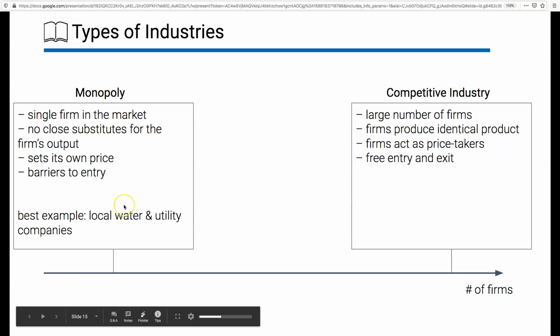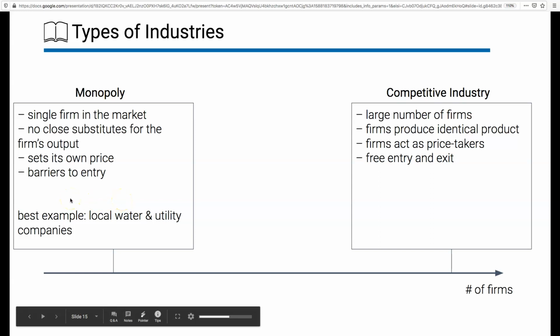Every person consumes a lot of clean water, and when it comes to buying water from a local water company, there are no substitutes at all. You either buy it from the city or from the town that you live in, or you don't buy water at all because you can't just simply go to a pond or a river and get the water that you need. So since water has no close substitutes, and since there is a single firm in the market, it's clearly an example of a monopoly.